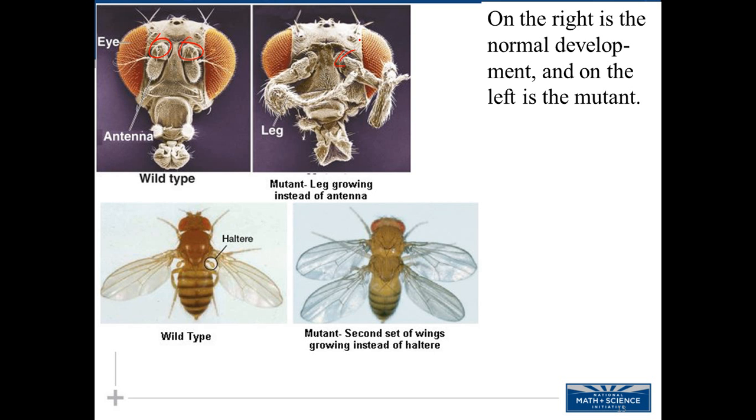Down below, here is a structure called a haltere. If there's a mutation in the Hox gene responsible for the development of that particular structure, and that Hox gene now activates a gene responsible for wings instead of a haltere, then that Hox protein will turn around and, as a transcription factor, activate the wing gene. So instead of having one wing, this particular fruit fly will have two wings.